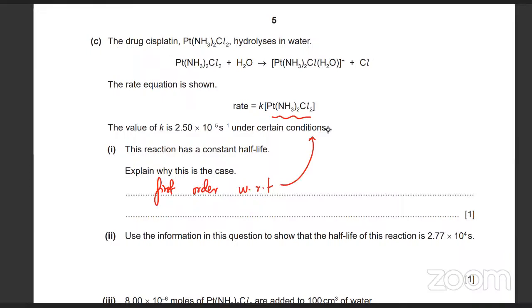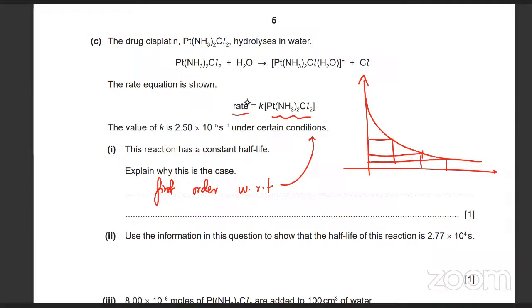Now, in a first order reaction, rate and the concentration of your reactant are directly proportional. So if the concentration decreases, the rate also slows down. The graph will show the reactant concentration initially very high, then slowing down, and it has a constant half-life. All half-lives will be constant; they'll take the same amount of time.